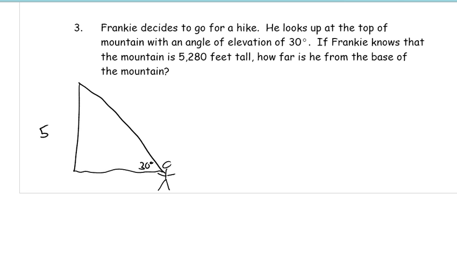So this is 5,280 feet. How far is he from the base of the mountain? So we want to know this guy right here. And here's our mountain. So this is really where our mountain's at. There's our mountain. Okay. 90. This is 60 then. Across from 30 is S. Across from 60 is S radical 3. Across from 90 is 2S.